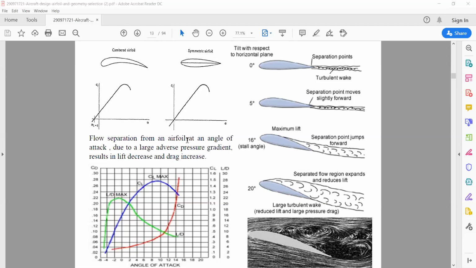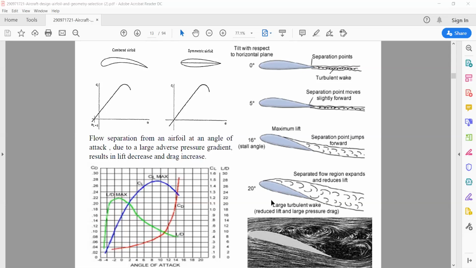Also, flow separation from an airfoil at an angle of attack, due to a large adverse pressure gradient, results in lift decrease and drag increase. That is called the stall point. That is called the stall angle. And you can see the turbulence in the picture. There is a lot of turbulence loss and there is no lift, and the drag will be higher.